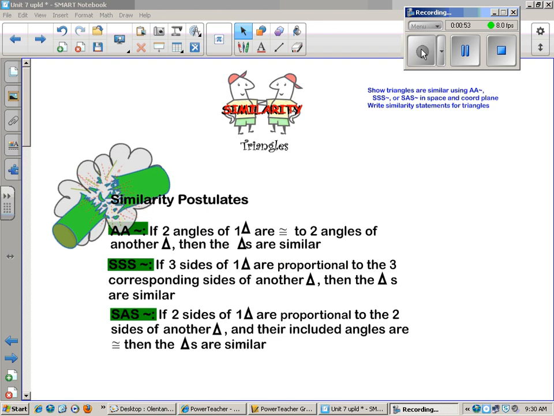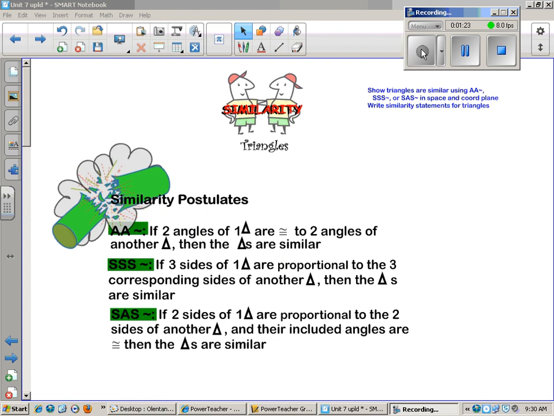Why do we have to prove that 3rd angle? Why is it just angle, angle instead of angle, angle, angle? Right, exactly. It's called the 3rd angle theorem, right? If 2 angles are already congruent, then that 3rd one also has to be congruent. So we only really have to prove 2 angles are congruent to prove the triangles are similar.